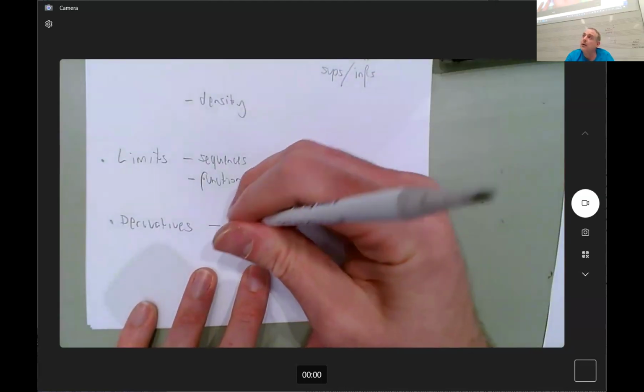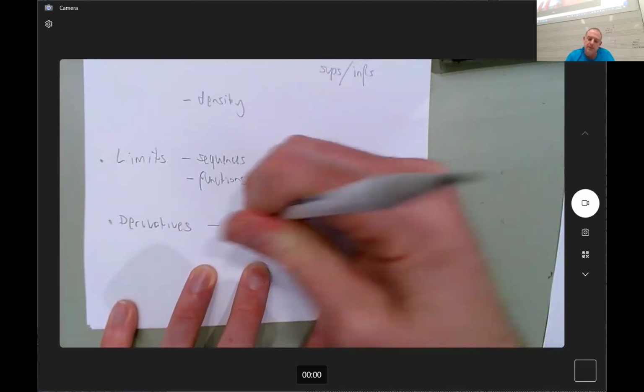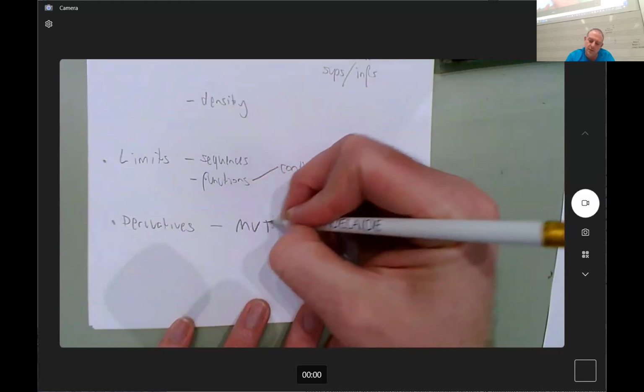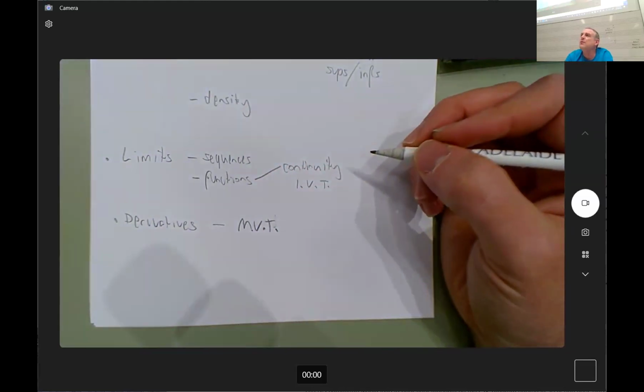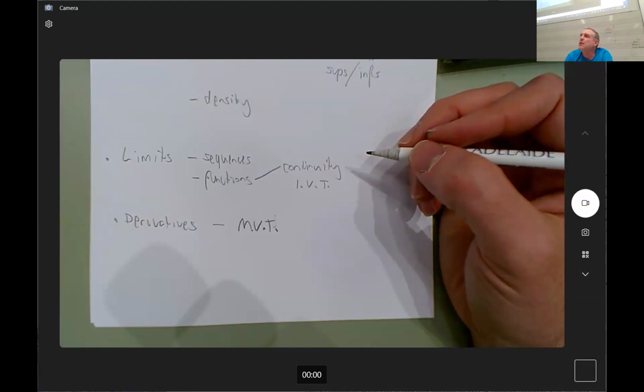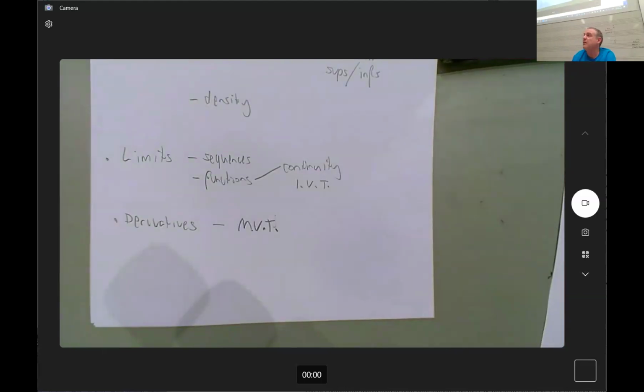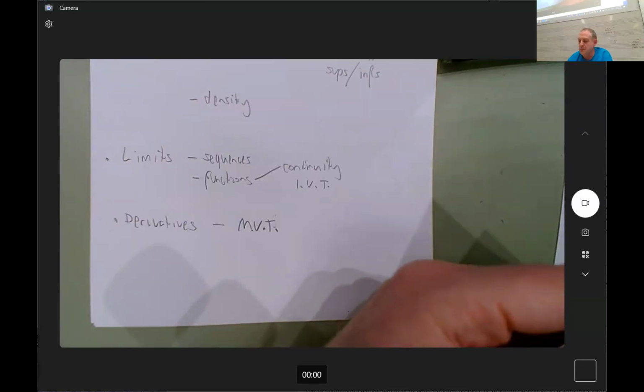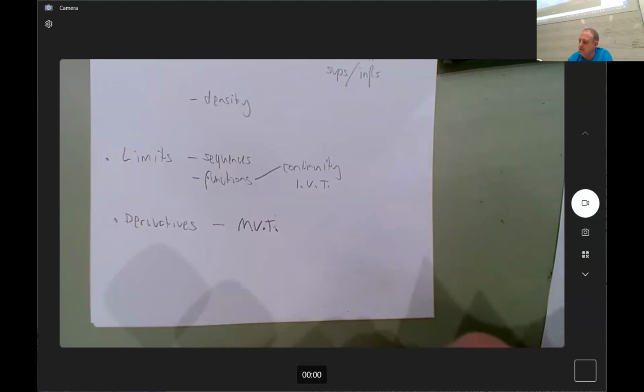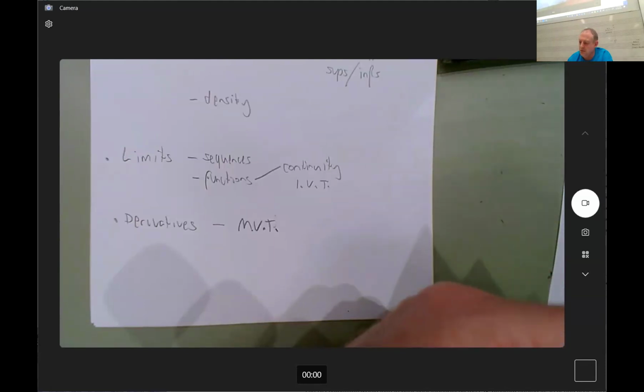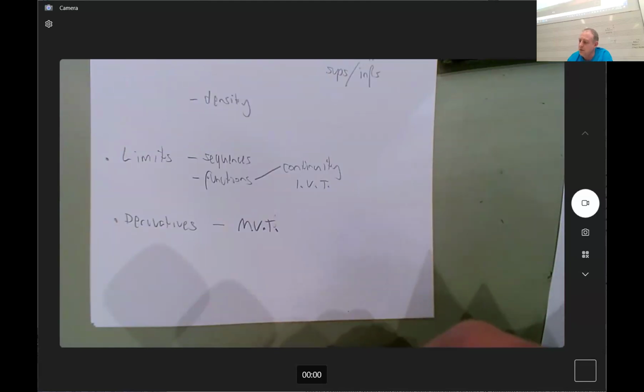And then the mean value theorem is the one that goes with this. Were there any other derivative theorems? It's all right if there aren't. That's the main one. There you go.